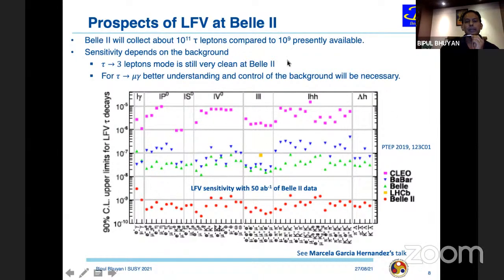In fact, this plot summarizes what you should expect with 15% of Belle II data in about 10 years' time from now. You should be able to go all the way down to 10⁻⁹ to 10⁻¹⁰ branching ratio upper limit for most of the channels that can be studied with Belle II.